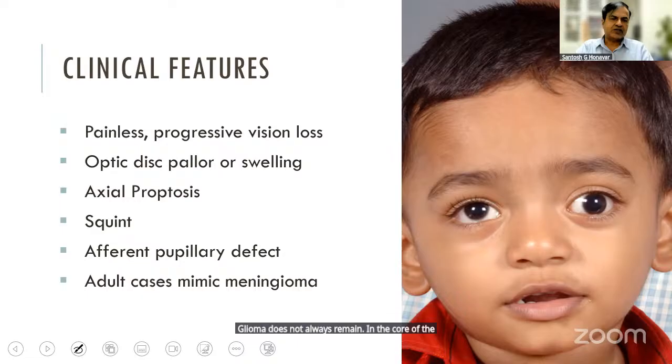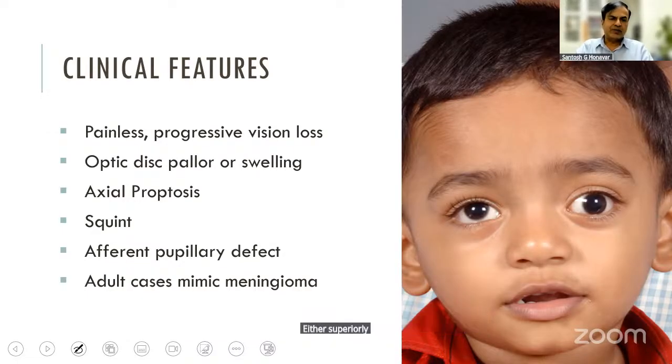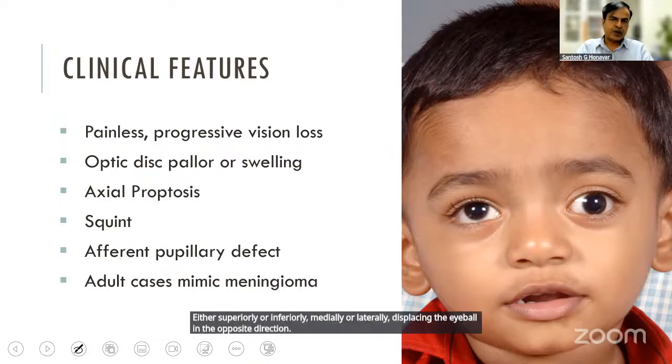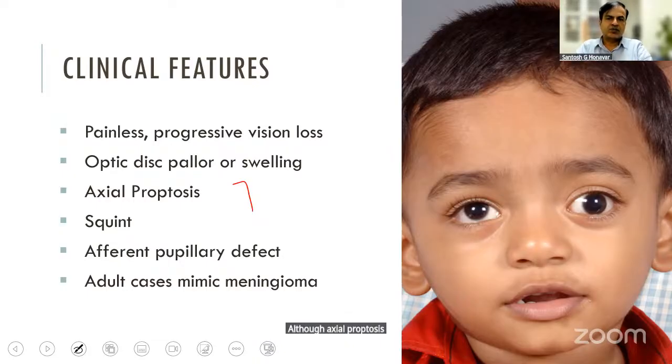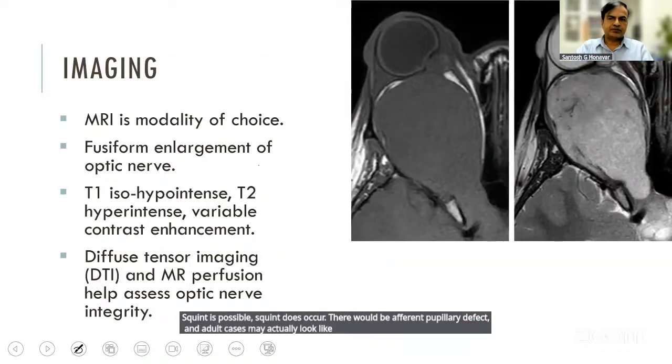It can get displaced by way of kinking, either superiorly or inferiorly, medially or laterally, displacing the eyeball in the opposite direction. Although axial proptosis is the most common manifestation in about 75% of children, squint is possible. Squint does occur. There would be afferent pupillary defect, and adult cases may actually look like meningioma.